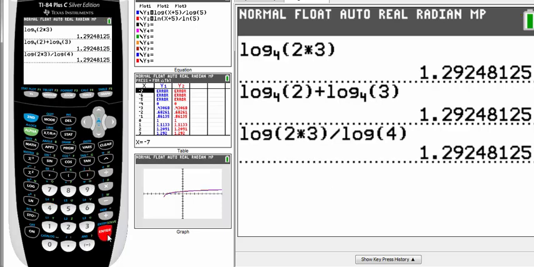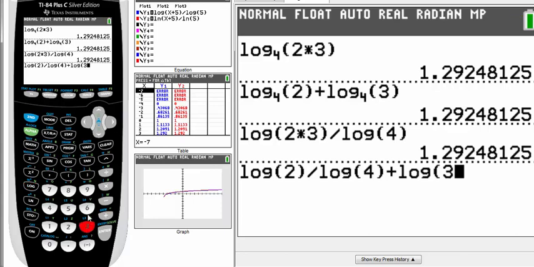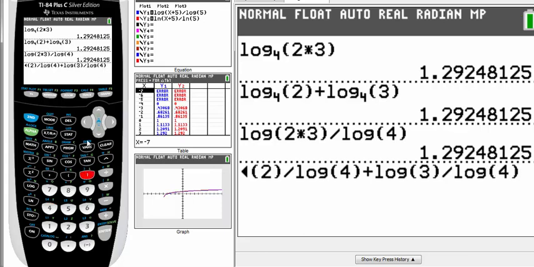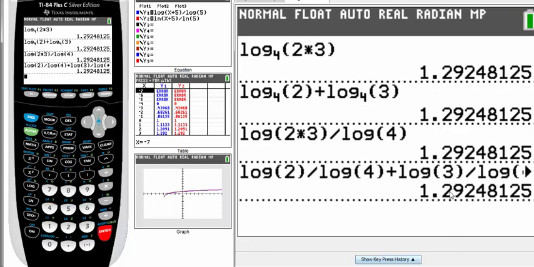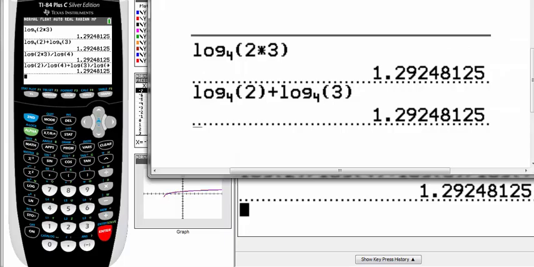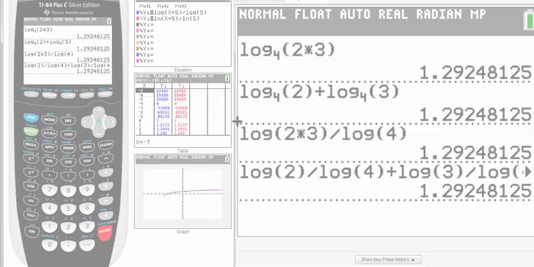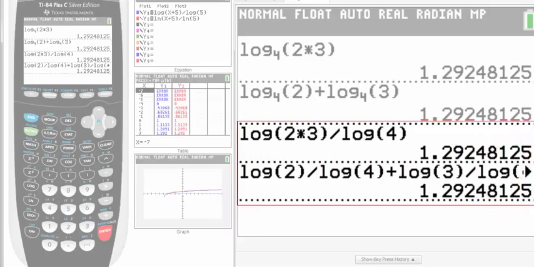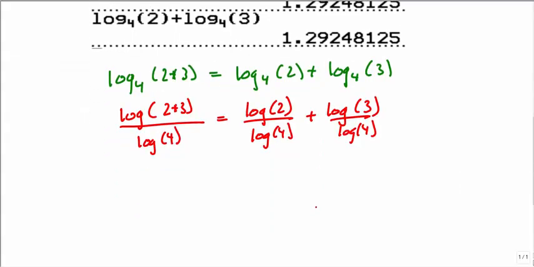Okay, so I said that that was the log of 2 divided by the log of 4 plus the log of 3 divided by the log of 4. Make sure you close those parentheses after the argument of the log function. And I still get the exact same value. So using that log conversion, if you don't have a log base key, is going to be invaluable for checking a lot of these answers. So it's a good habit to get into.